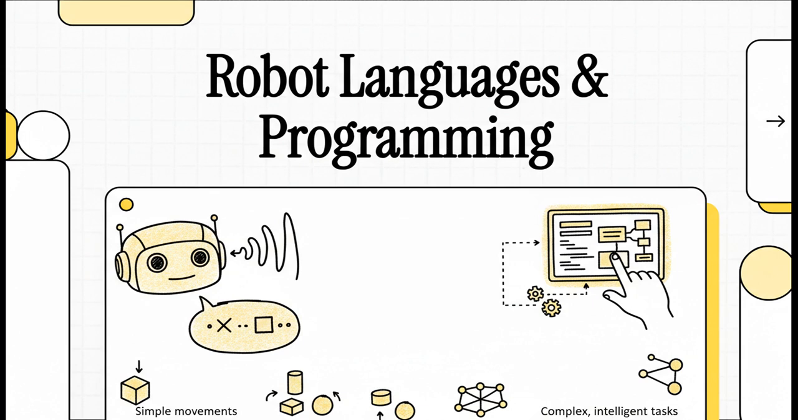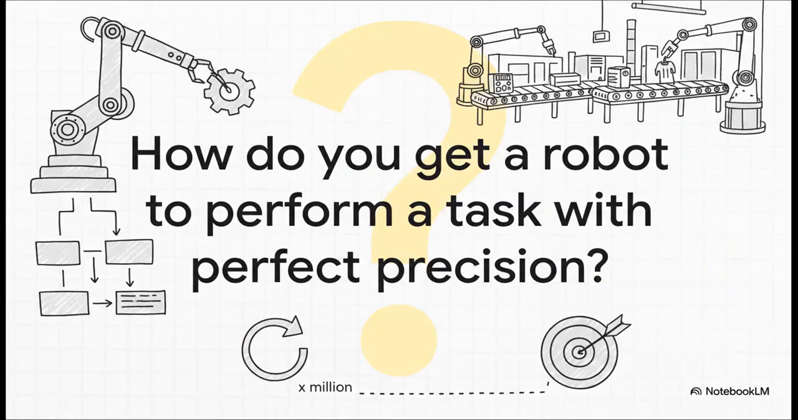We'll break down how we talk to these machines, from the most basic movements all the way up to some really complex, intelligent tasks. So let's start with that big question, right? How do you get a robot to perform a task not just once, but millions of times with almost flawless precision? Well, the answer is all in the programming, and that's exactly what we're going to unpack right now.